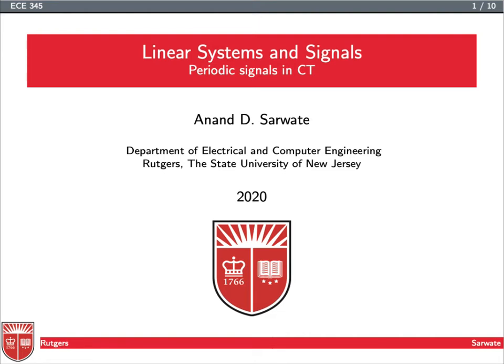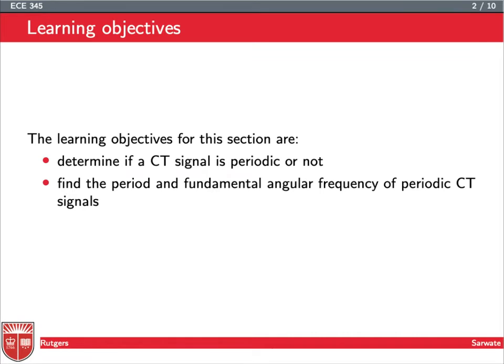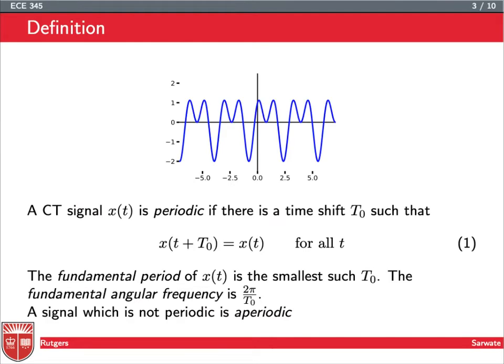So now we'll turn to looking at periodic signals in continuous time. We'd like to know what a periodic signal is and determine if a signal is periodic or not. And then if it is periodic, find the period and what's called the fundamental angular frequency of the signal. So a CT signal x of t is periodic if it repeats every t0 seconds, and it's periodic with period t0.